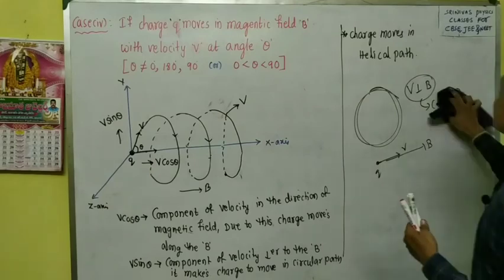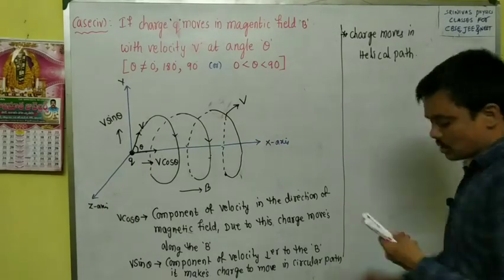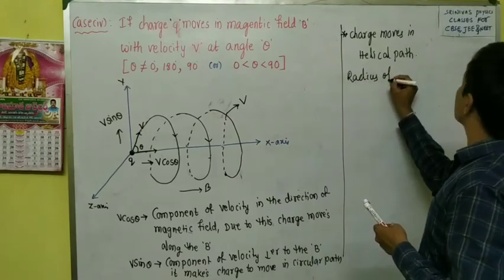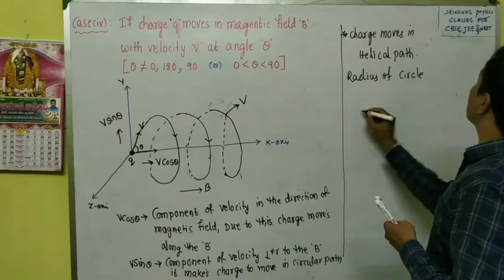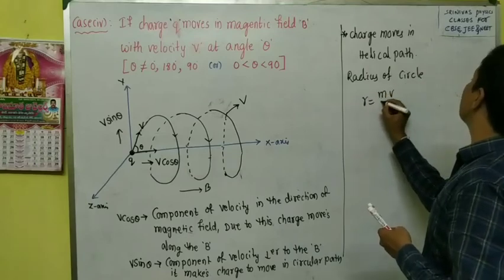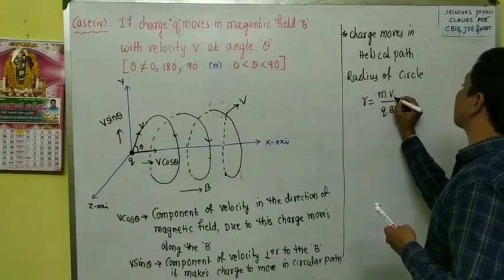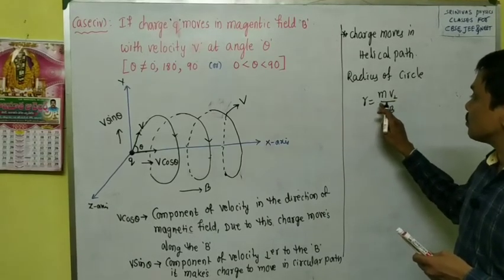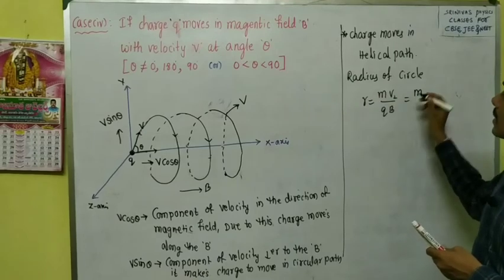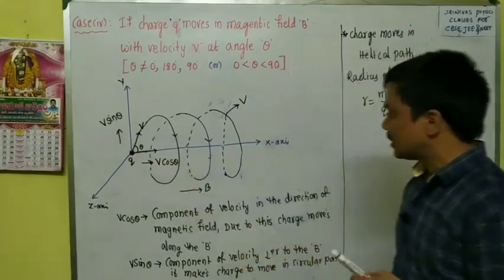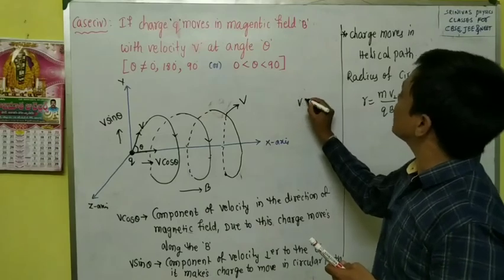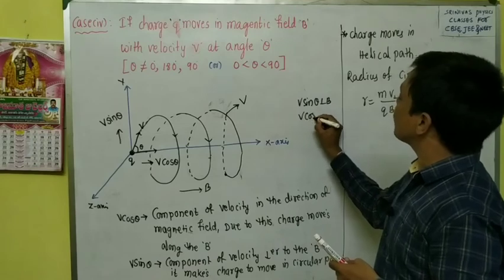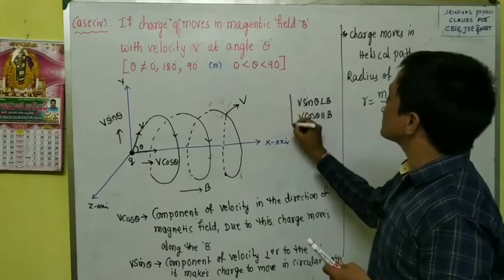Now let us see, in this case I want the radius of the circle. What is the radius of the circle? Radius formula is mv by qB. But here we have to take the perpendicular component. Due to perpendicular component only, charge moves in circular path. Here what is the perpendicular component? V sin theta is perpendicular to B. Is it right? In this, V sin theta is perpendicular to B and V cos theta is parallel to B. Is it right? In the figure.